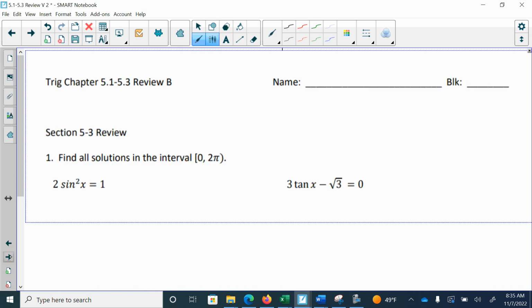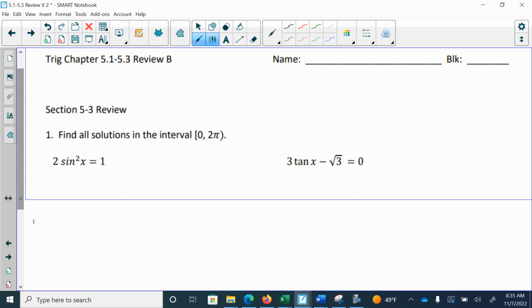Okay, moving on to the back page. The back page is reviewing 5.3 where we're solving. And remember, there's two versions of solving. One is when you're in an interval from 0 to 2 pi, and the other one is when it says all real solutions. When it says 0 to 2 pi, remember that means you're going one time around the unit circle. So once you list all those values, you're done. You're not adding any multiples of pi or 2 pi at the end.